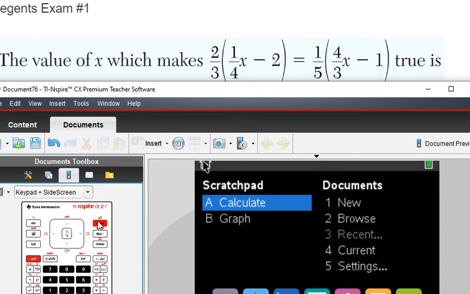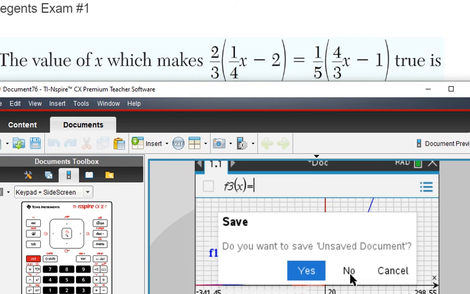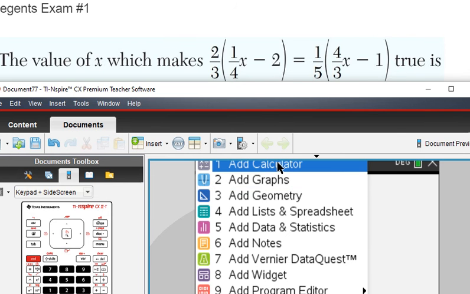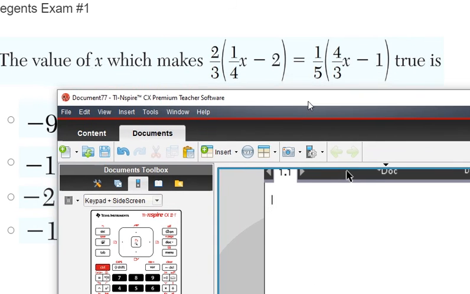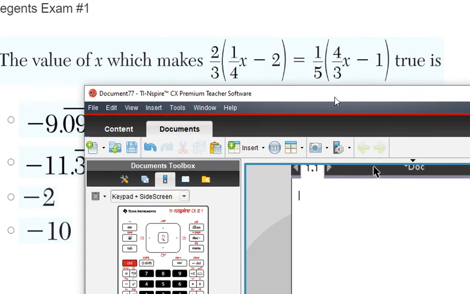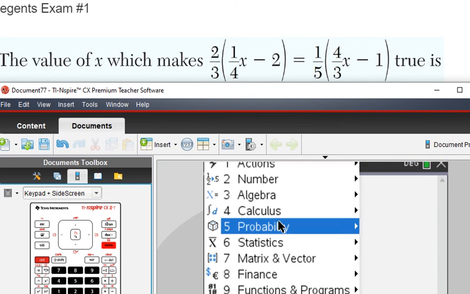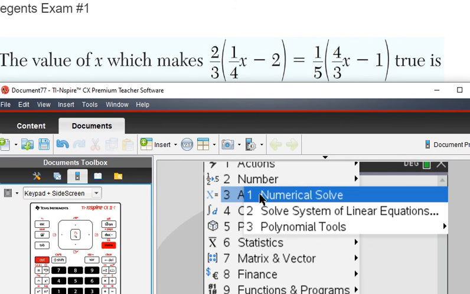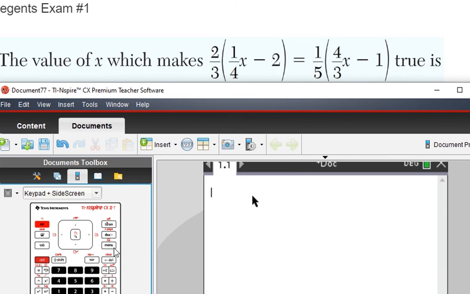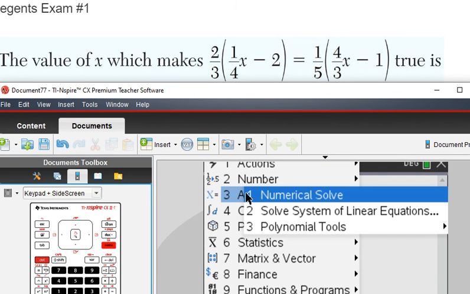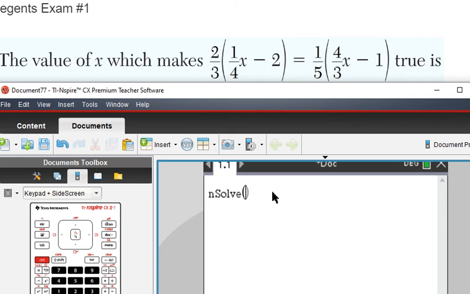So, home screen, new document, say no to save, and I'm going to add that calculator page. And here, I want to go to the numerical solve. So menu, choice 3 is algebra, 1 is numerical solve. So let's do that again. Menu, choice 3 is algebra, 1 is numerical solve. So really, the hardest part of this question is typing things in appropriately.